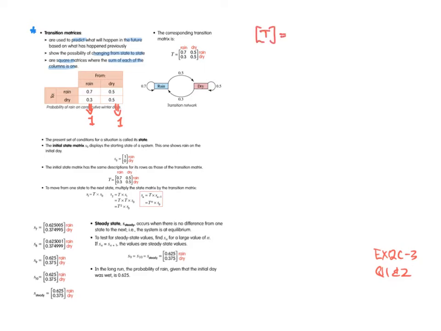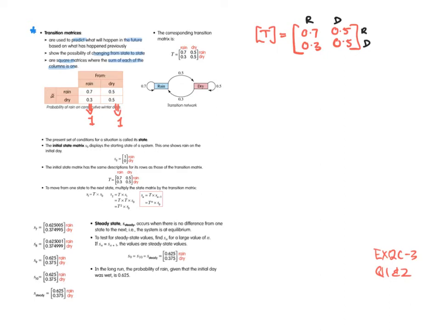So if I wrote it out like that, we have 0.7, 0.3, 0.5, and 0.5. And they're saying that this is the chance of rain, the chance it'll be dry, chance of rain, dry. Okay? And there's a little diagram. We've got both, so we've got it all there.